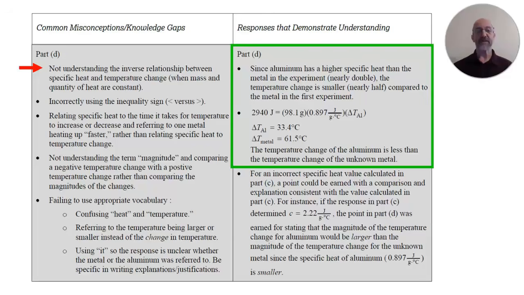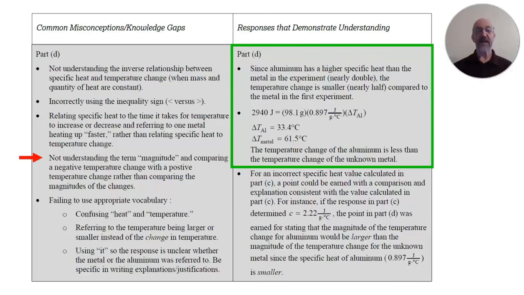One example is not understanding the inverse relationship between specific heat and temperature change when the mass and the quantity of heat are constant. Another mistake is that students incorrectly used an inequality sign. For example, they meant to say less than, but they wrote the symbol for greater than. Or they related specific heat to time or rate. So they were talking about faster and slower, and the rate of change in temperature, as opposed to focusing on the magnitude of the temperature change.